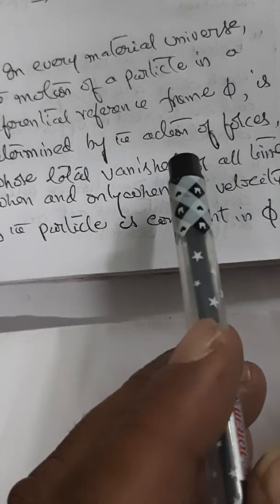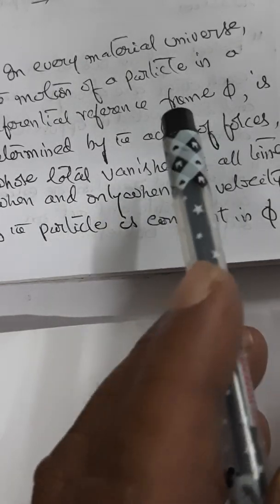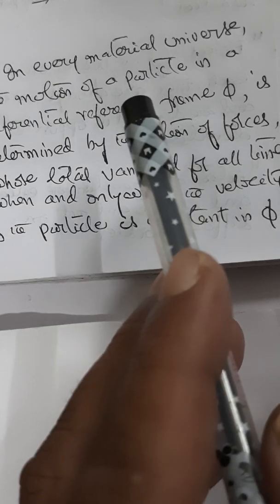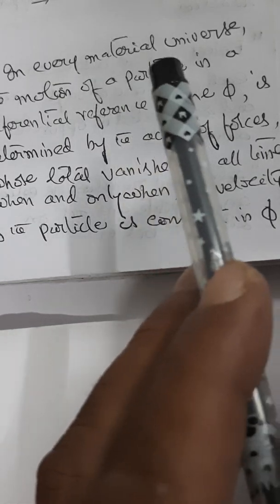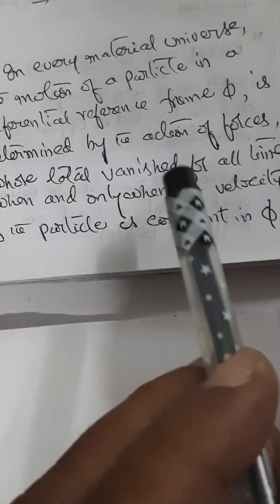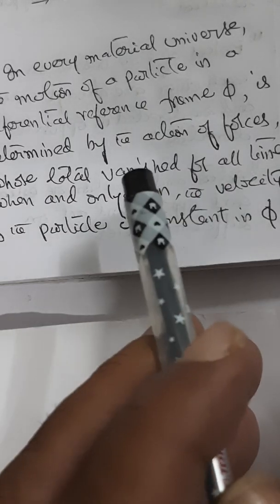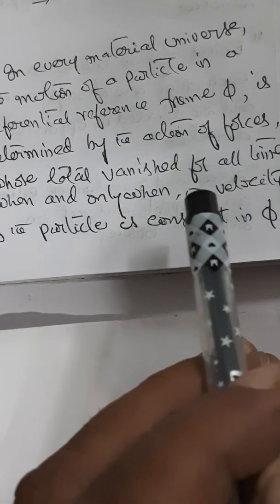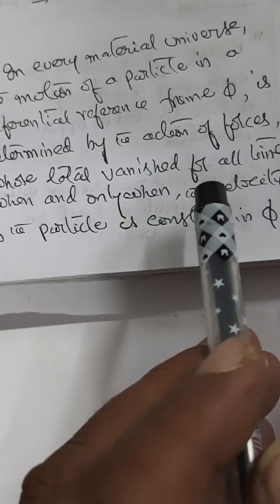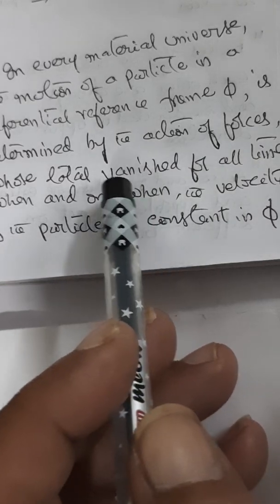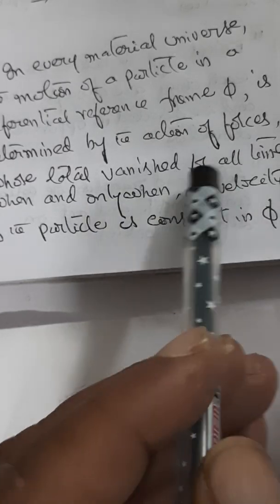That means if the velocity of the particle remains constant in that frame of reference, then the body is obeying that inertial law. That is, in every material universe, the motion of a particle is determined by the action of forces whose total vanishes for all time when and only when the velocity of the particle is constant in that frame. That means the particle is initially at rest or in uniform motion in that preferential frame phi. It continues to be in that state unless it is compelled by an external force to change that. This is how you can understand Newton's first law from the inertial frame of reference.